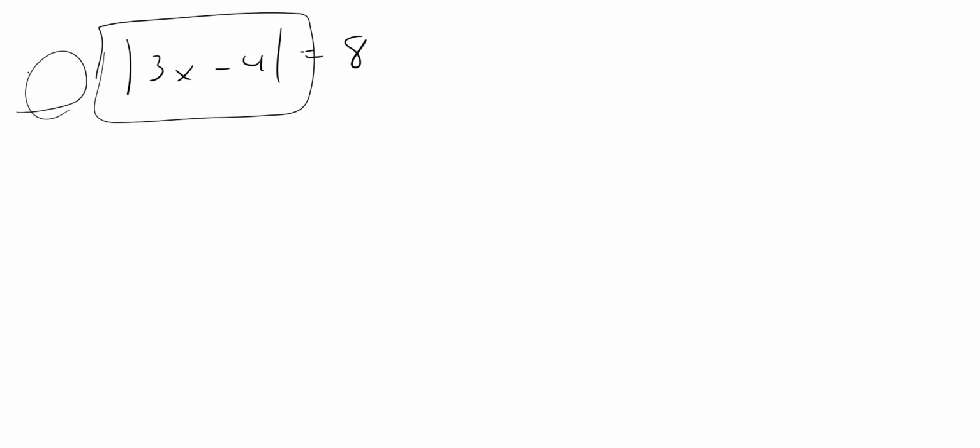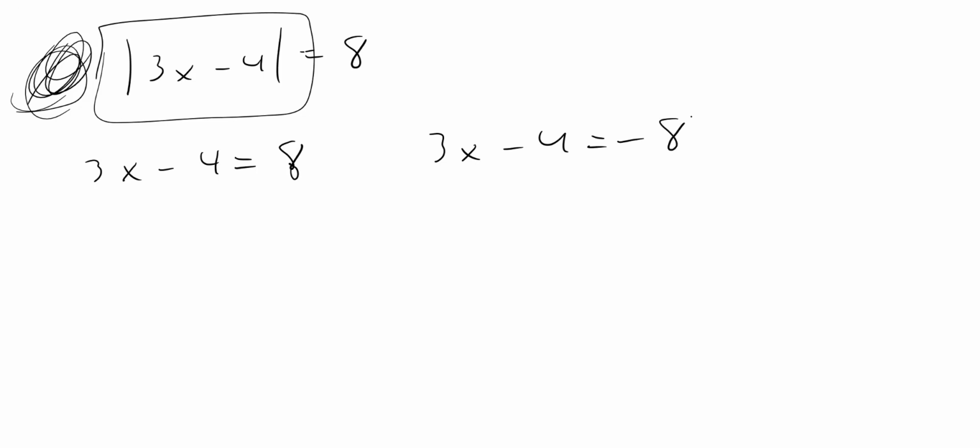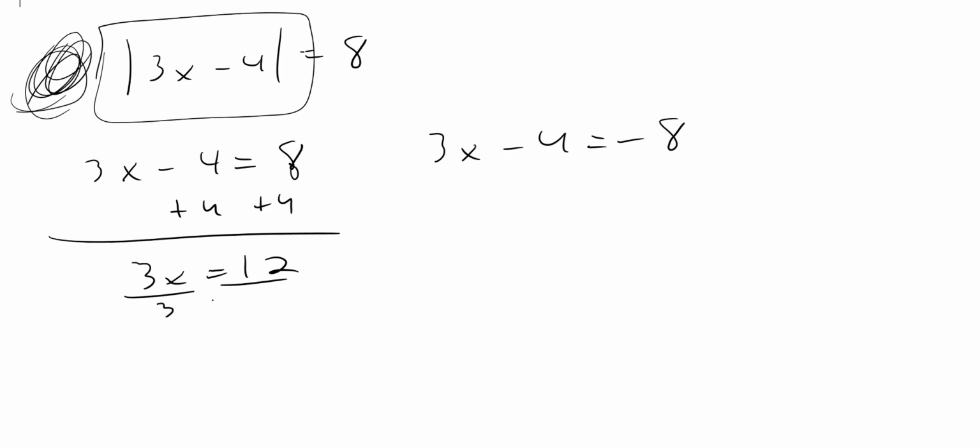A little more complicated again. So absolute value of 3x minus 4 equals 8. All right, so again, this is isolated here. When I say it's isolated, there's no other terms outside of this. So I'm setting 3x minus 4 equal to 8, and 3x minus 4 equals negative 8. Two problems. One is positive 8, one's negative 8. So I add 4 to both sides. So 3x equals 12. And divide by 3. x equals 4. That's the first answer.